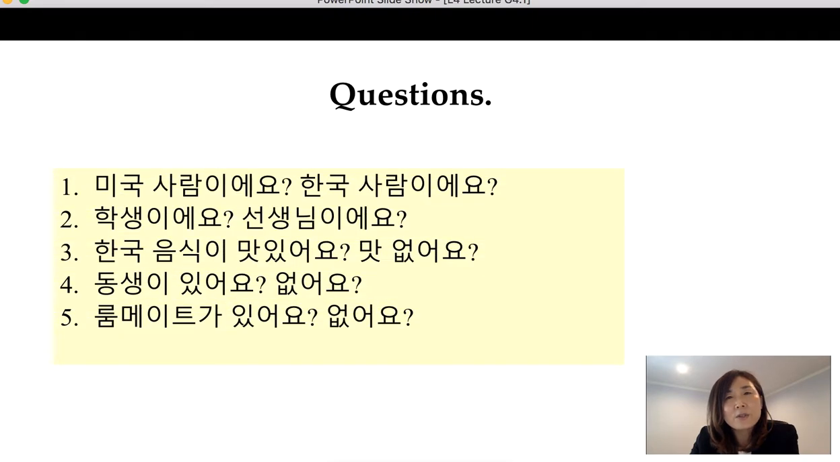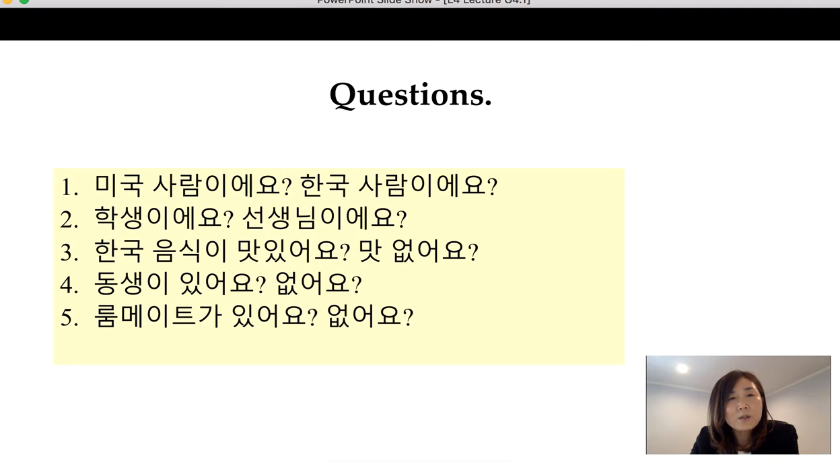Questions. Based on your real life situation, please answer the following alternative questions. Number 1. 미국 사람이에요? 한국 사람이에요? Number 2. 학생이에요? 선생님이에요? Number 3. 한국 음식이 맛있어요? 맛없어요?